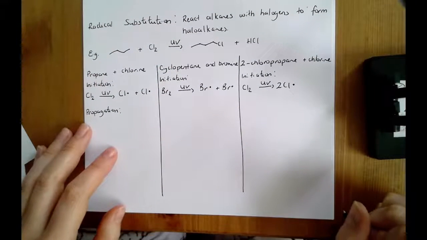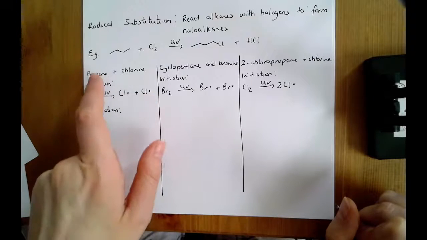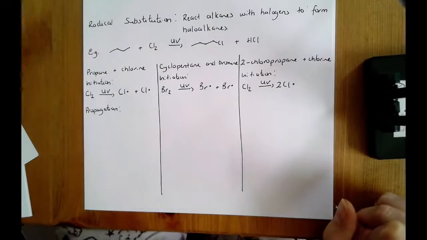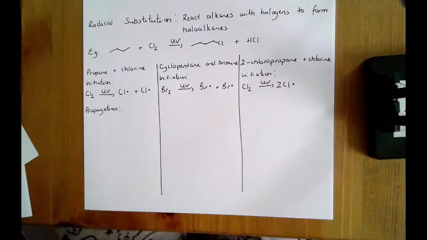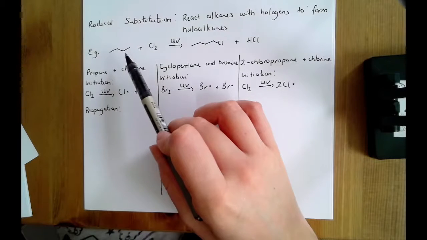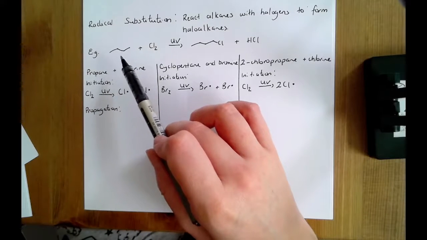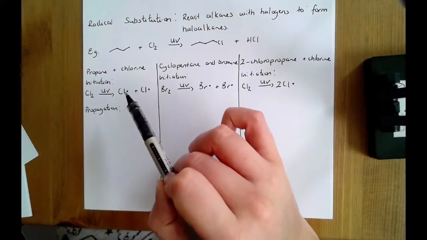In your propagation step, you take the radical that you formed in initiation and you react it with your alkane. Now, when you're writing your alkane, you need to write it as the molecular formula. So don't try and draw the alkanes. The reason we always use the molecular formula is we don't know which hydrogen we're going to replace, and when you draw it skeletal, it can get a bit confusing. So we're just going to write the molecular formula of each of these alkanes.